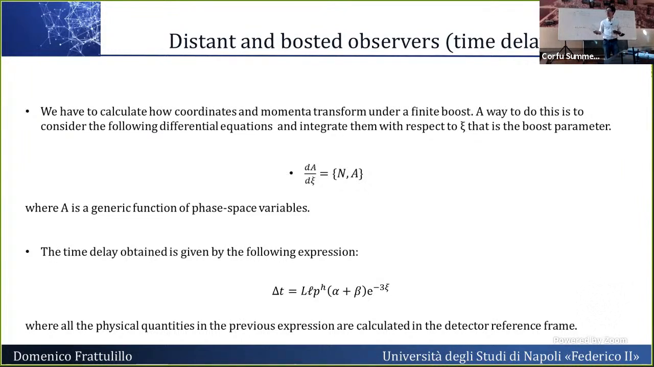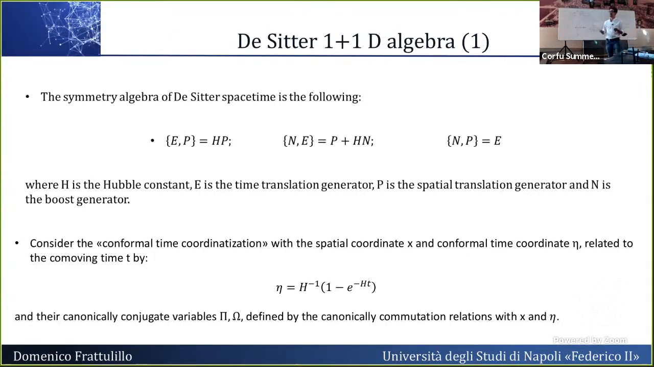And let's notice that in this expression, all the physical quantities are calculated in the detector reference frame. That is what we want to do. Okay, this is an example in flat Minkowski spacetime, but we also want to take into account curvature effects on the time delay. And the simplest way to do this is to consider de Sitter spacetime, which is a maximally symmetric spacetime, and so the calculation is easier.